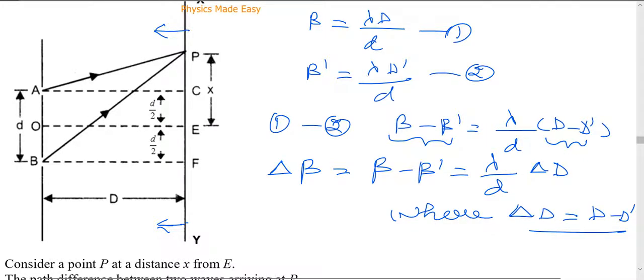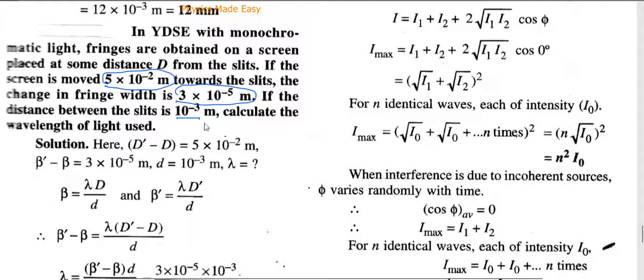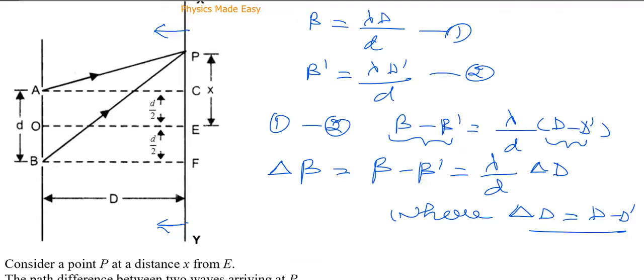Now let us see what he has asked. Calculate the wavelength of light. We have just to calculate the wavelength. If the distance between the slits small d is given, the screen is moved, delta D is given and delta beta is given, both are given, and this small d is given. So everything is given, we have just to calculate the lambda.